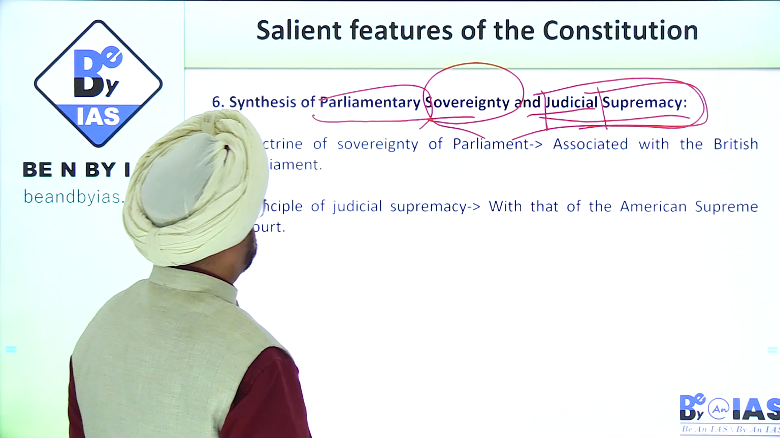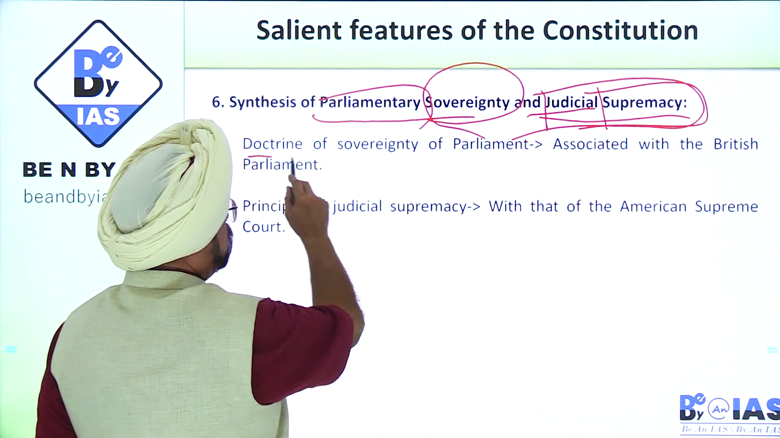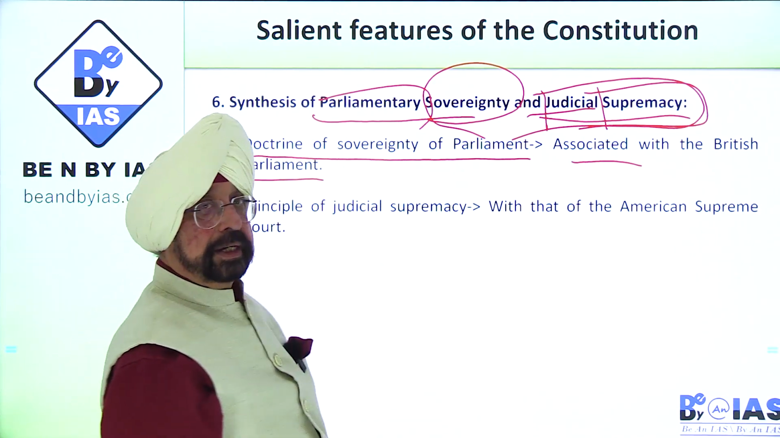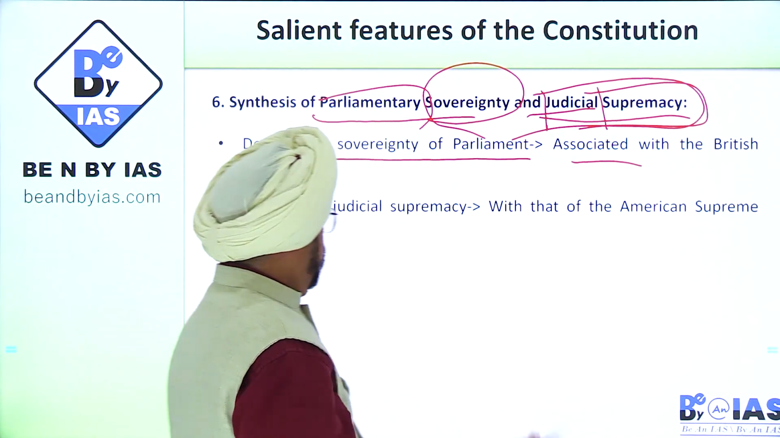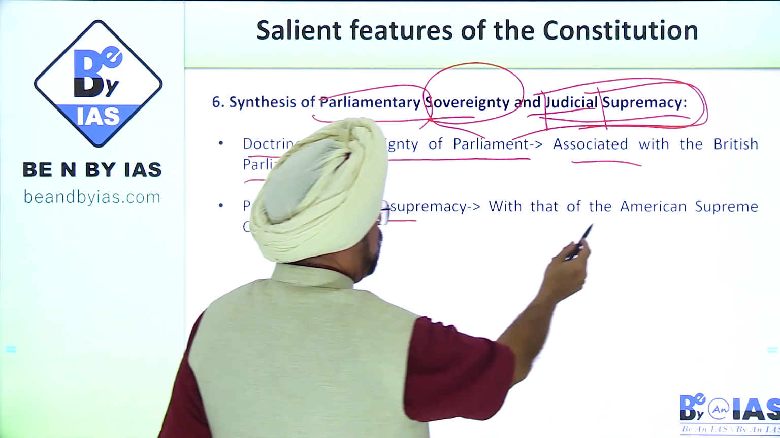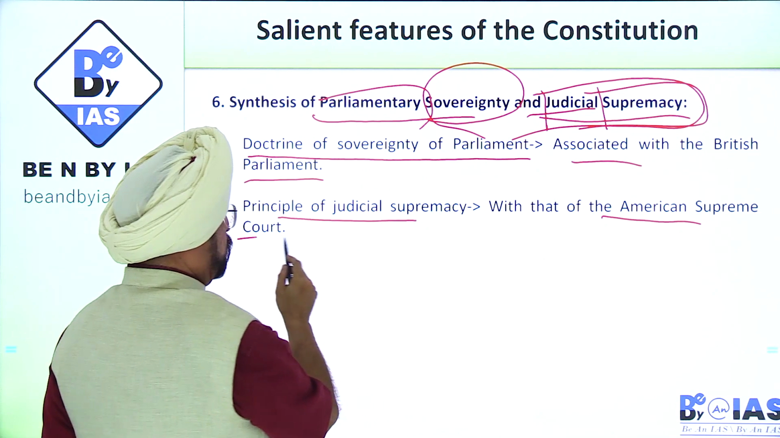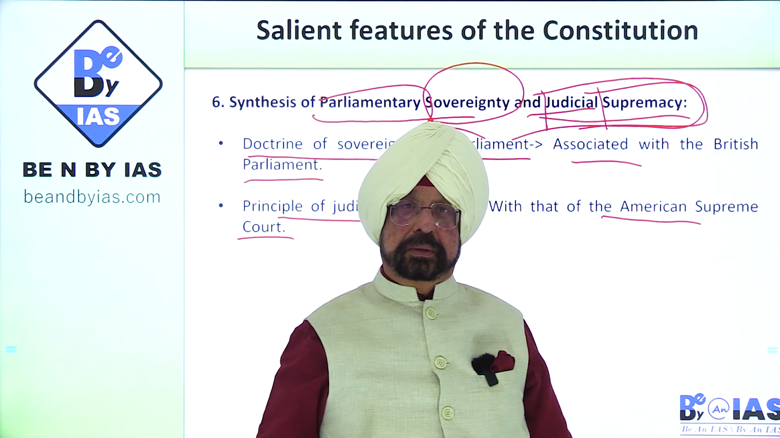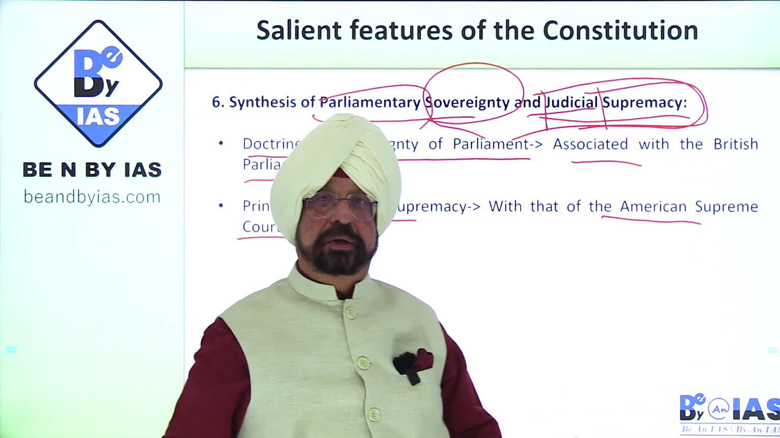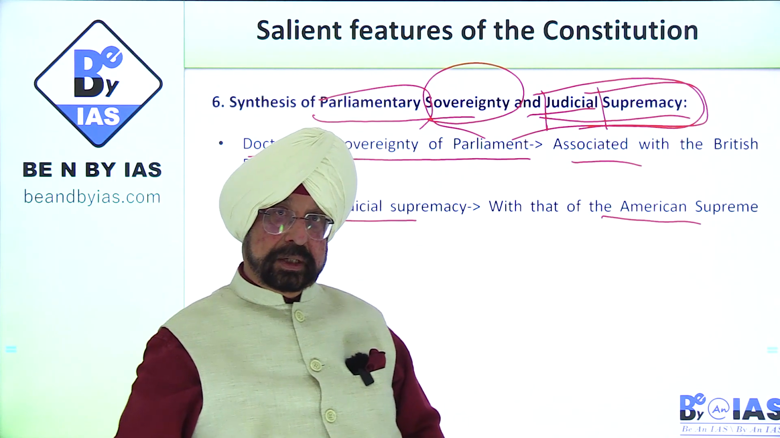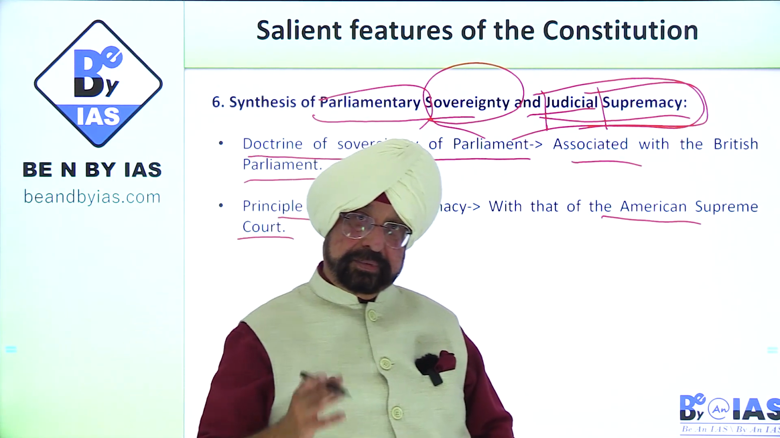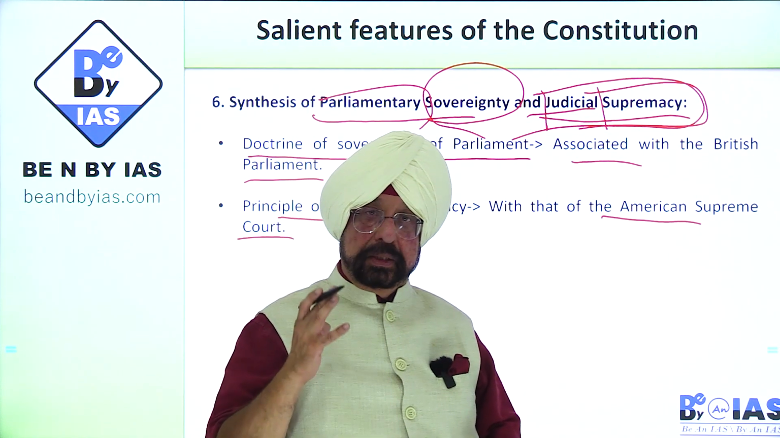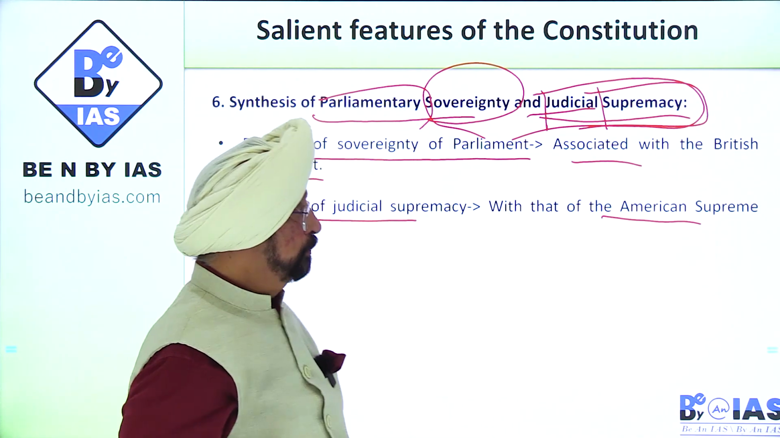Now, the doctrine of sovereignty of Parliament is associated with the British Parliament because they can make any law. And the principle of judicial supremacy is with respect to the American Supreme Court, where the court's decision is final. So they can strike down, they can create a new law through their own judicial pronouncements. But not in India. Here we have the independent judiciary. They are supreme in their own functioning.